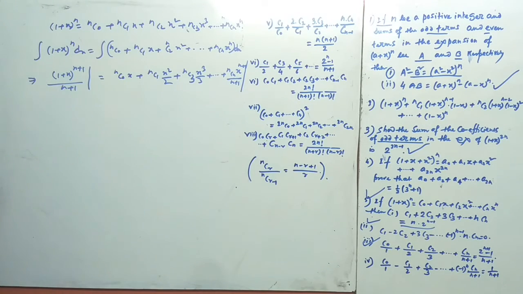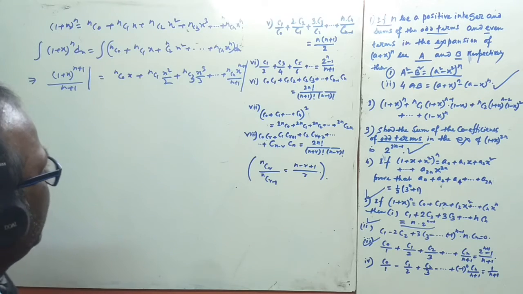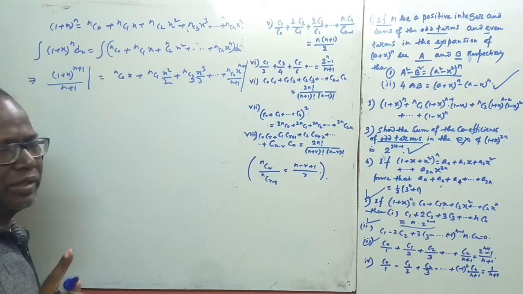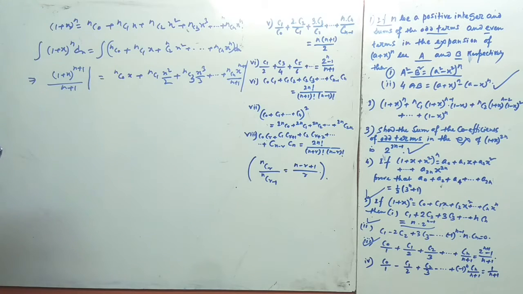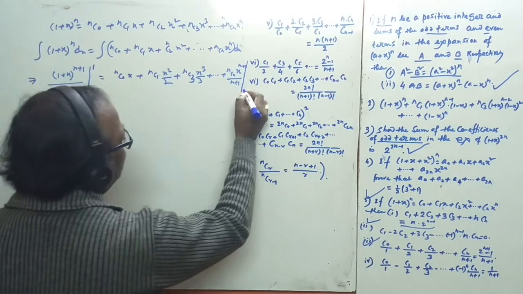And there was some constant of the indefinite integral. There will be a c, integration constant. So that's why you apply 0. So we always use 0 to 1.